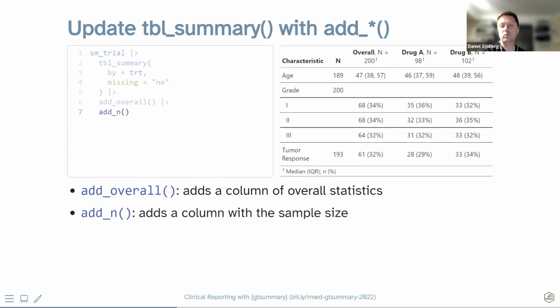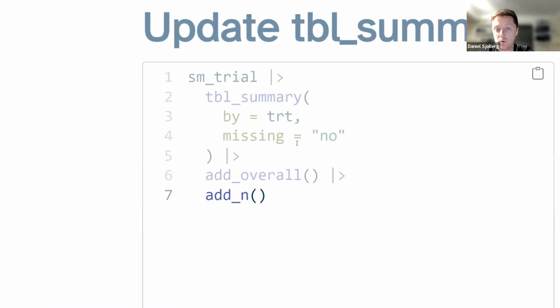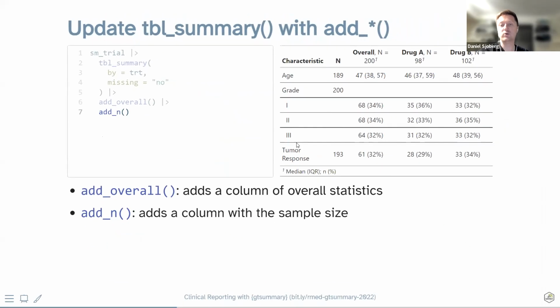Add n will add a column with, by default, the number of non-missing observations. We see some journals present data like this, so we wanted to add a function to make it easy for anyone who publishes in a field that requires tables like this. In the tbl_summary call over here on the left, we did add missing equals no. That means that instead of putting a new row for the number of unknown observations, we're omitting that. But that's okay in this case because we're adding that column n to show how many non-missing observations we have.